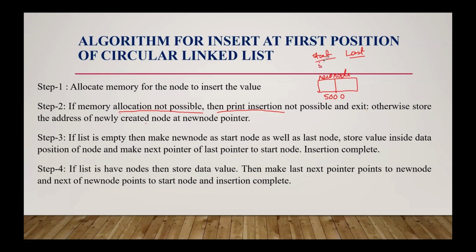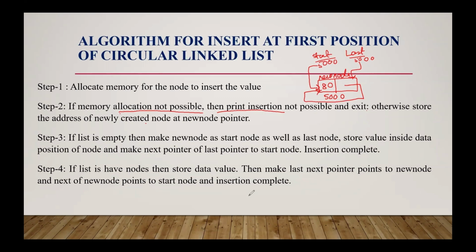Then only can it point to the newly created node. So we make this the start as well as the last. Store the value inside the data. What is the value? For example, I want to store 80. Make the next pointer of the last pointer point to the start node. What is the last pointer? This one. So the next pointer of this, next, stores which value? The start value. So insertion is complete.